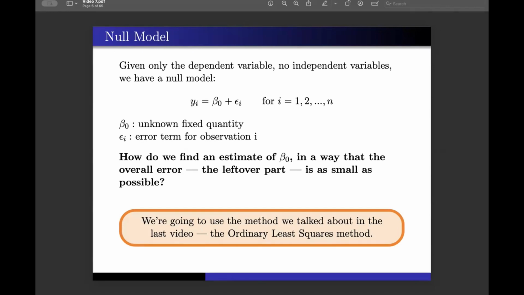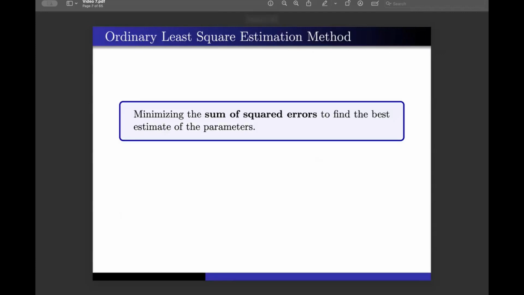And for that, we'll use something called the ordinary least squares method, or OLS. What's the idea behind OLS? It's simple. We basically want to minimize the sum of squared errors. And I introduced this method in the last video.